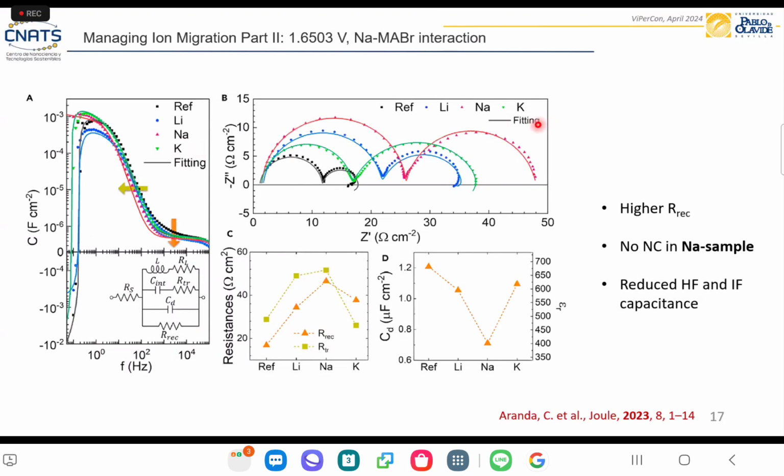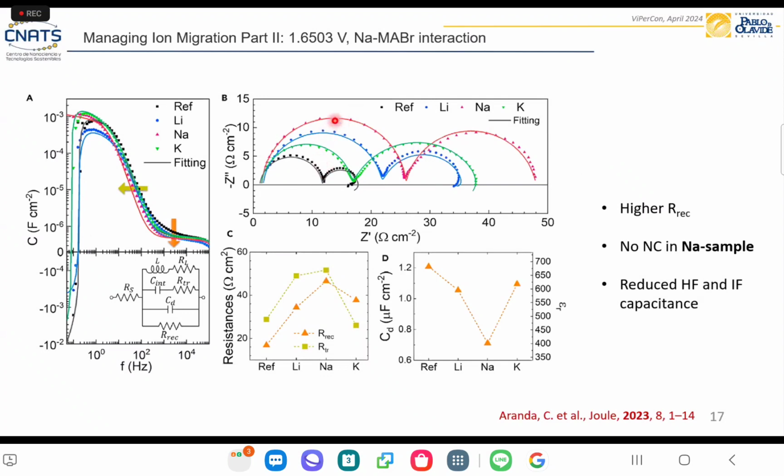We analyzed the 4 different samples at VOC conditions under illumination. And we obtain for all of them 2 well-defined arcs. But if you pay attention to the second arc, which is related with this low-frequency domain that I mentioned is related with the ionic motion, we see that for reference, lithium and potassium, we have this negative capacitance behavior, which I mentioned was detrimental for the performance. But for sodium, we don't have this negative capacitance, which means the sodium is doing something really good at the interface.